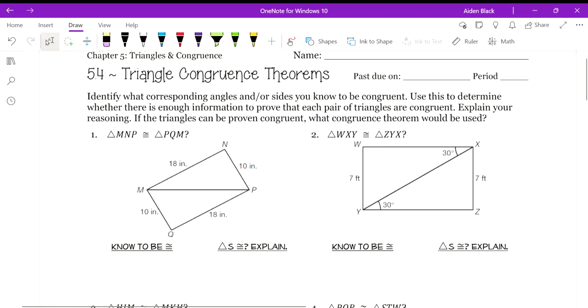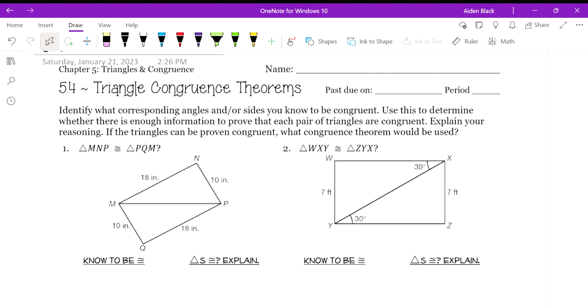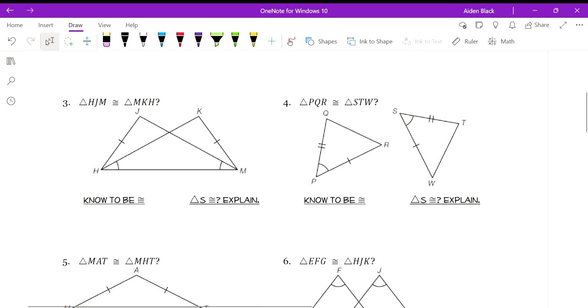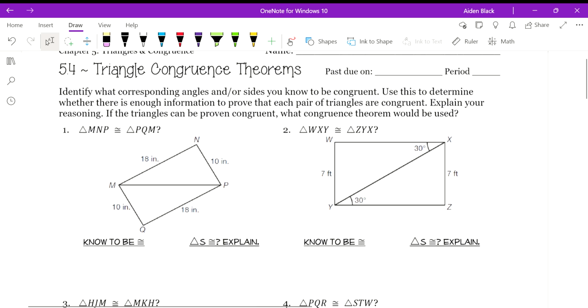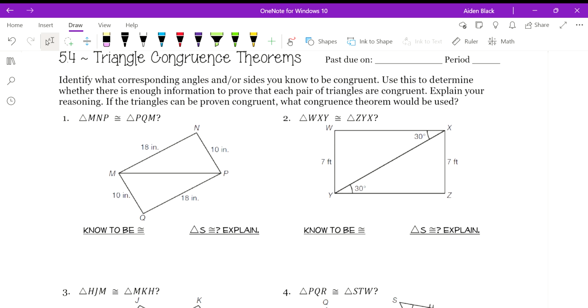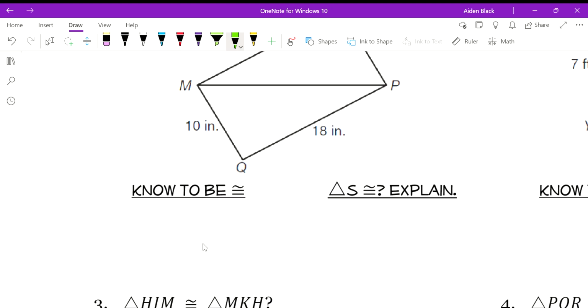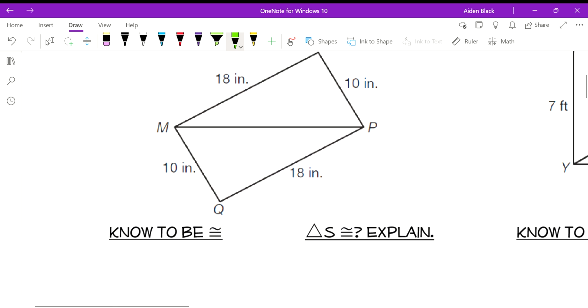Okay, so let's look through some questions on 5.4 homework. These first 6 questions here say identify what corresponding angles and or sides you know to be congruent. Use this to determine whether there's enough information to prove that each pair of triangles is congruent. Explain your reasoning. If the triangles can be proven congruent, what congruence theorem? So right here it says known to be congruent, or what you know to be congruent.